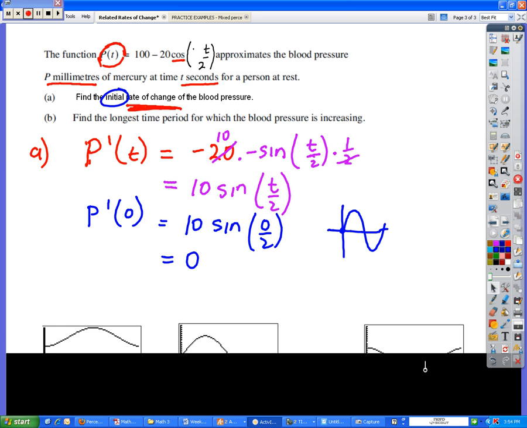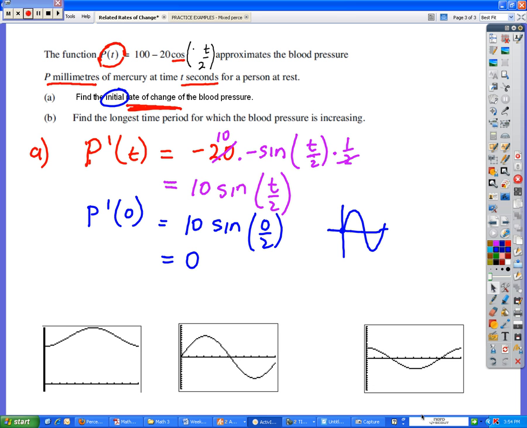Alright, let me get rid of this. I've got a few graphs down here. This first one here is P(t). So we've got t and P(t). I've graphed P(t) equals 100 minus 20 cos(t/2). So we can have a look at this.